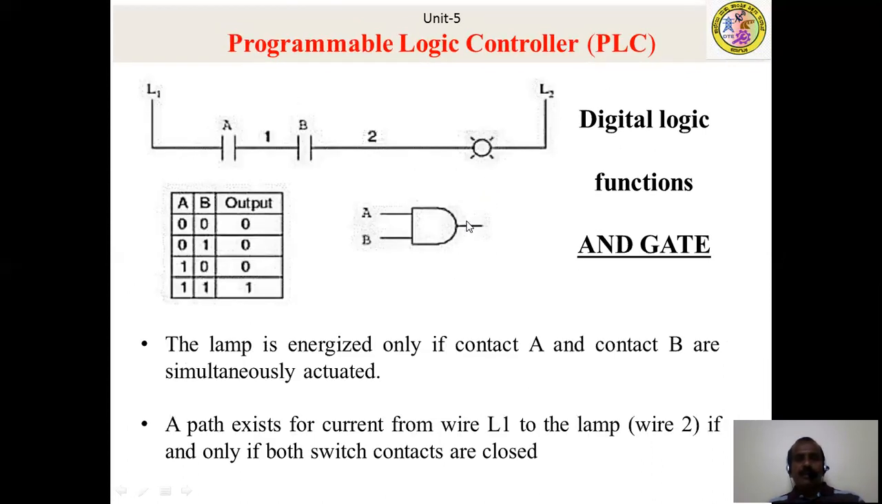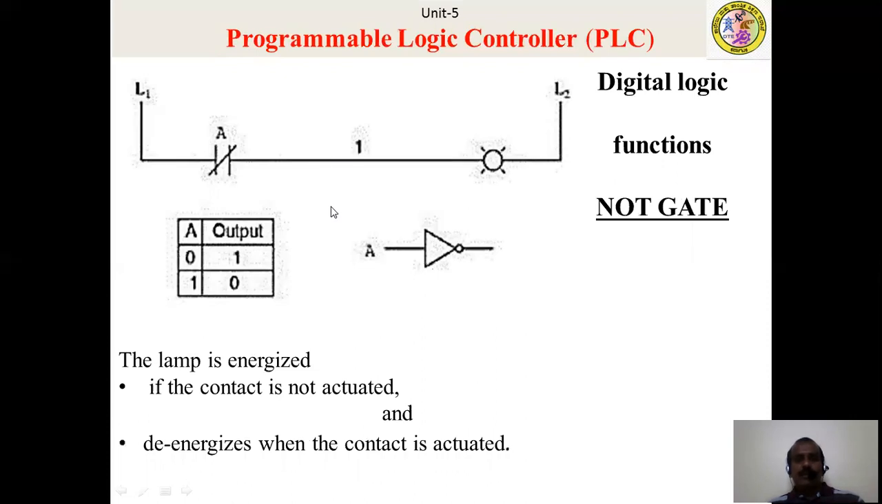The second digital logic function is the AND gate. The lamp is energized if both contact A and B are simultaneously actuated. A path of current exists between wire L1 and the lamp or wire L2 if and only if both switch contacts are closed.